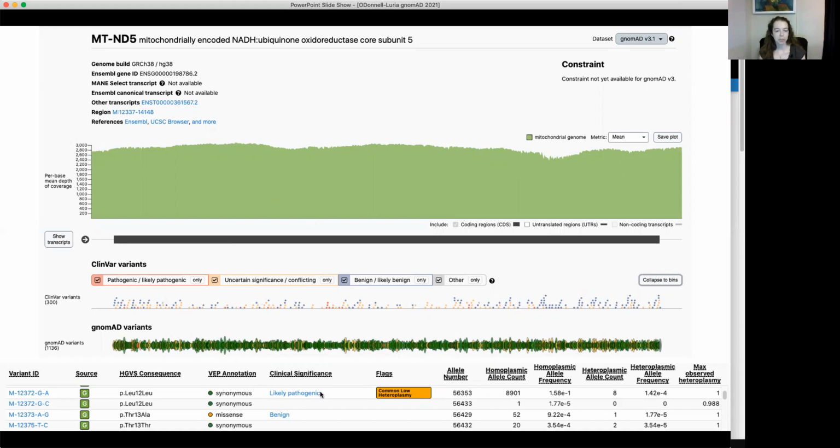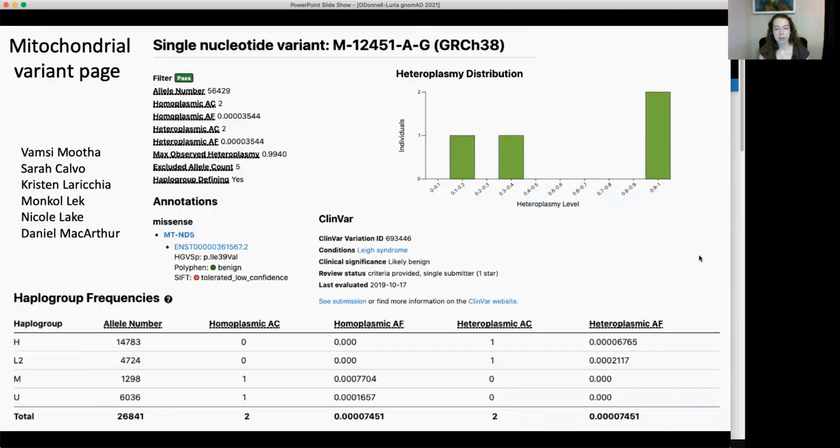We do have some additional information. In addition to clinical significance, we have flags for common low heteroplasmy, the allele numbers, the homoplasmic allele count, the heteroplasmic allele count, and then the maximum observed heteroplasmy level. So for anything that is seen as homoplasmic, that'll be pretty high.